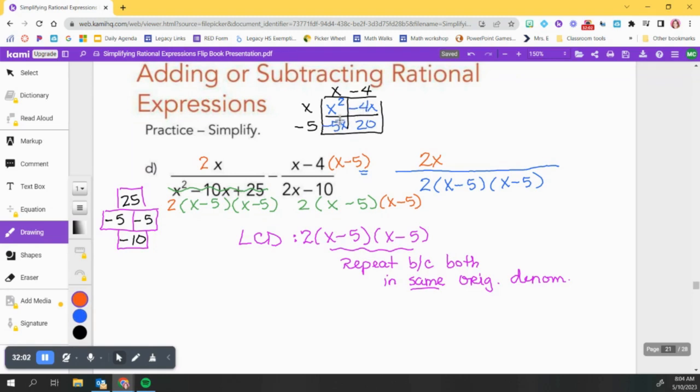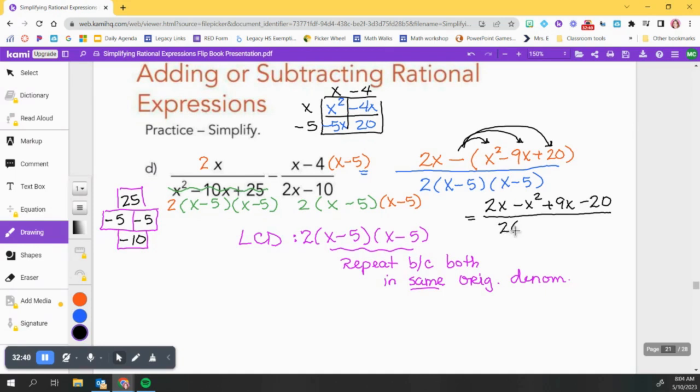Again, like terms diagonally here. We are subtracting, so I'm going to put a subtraction sign and then parentheses because we're going to have to distribute that subtraction in. So we have x squared minus 9x plus 20. Math is hard. Distribute the negative to all the terms. So I have 2x minus x squared plus 9x minus 20 over 2 times x minus 5 times x minus 5.